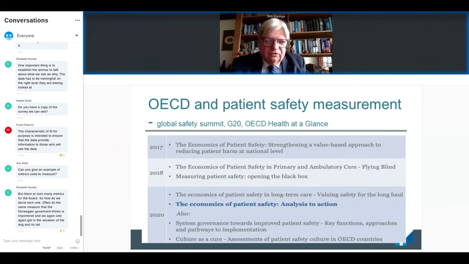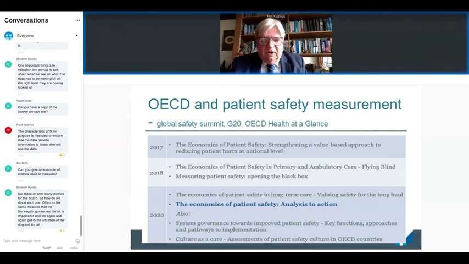I just have a list of reports here that came out. A 2017 report looked at the economics of patient safety. There we really try to make the point that it's also a good and sound way of stimulating your economy to invest in the prevention of safety and shift the costs of failure towards investments in prevention.